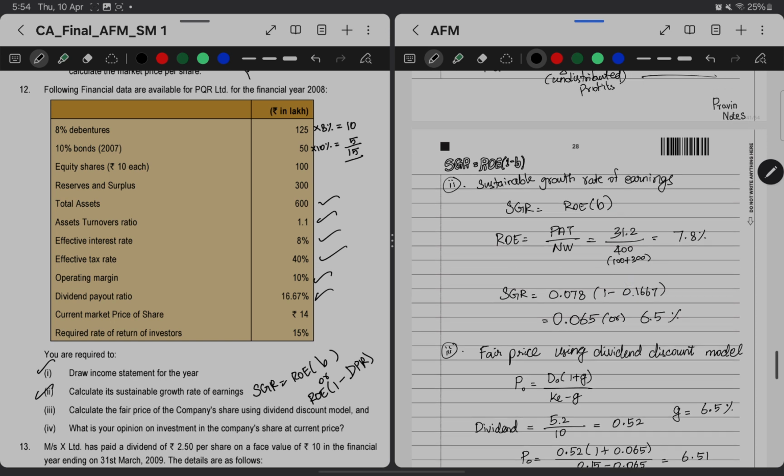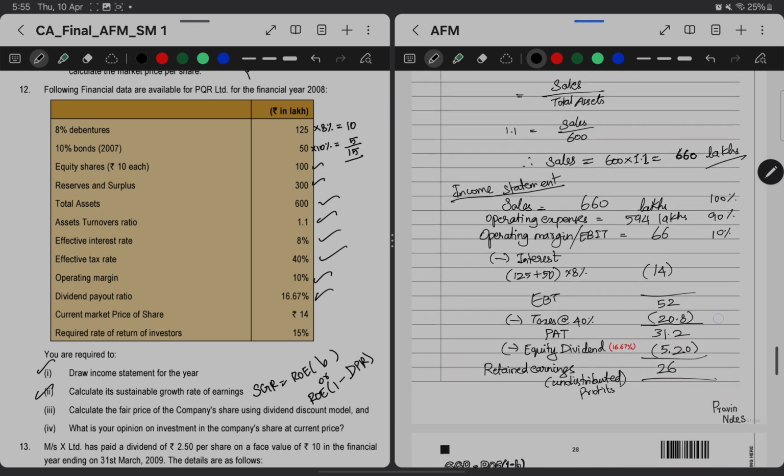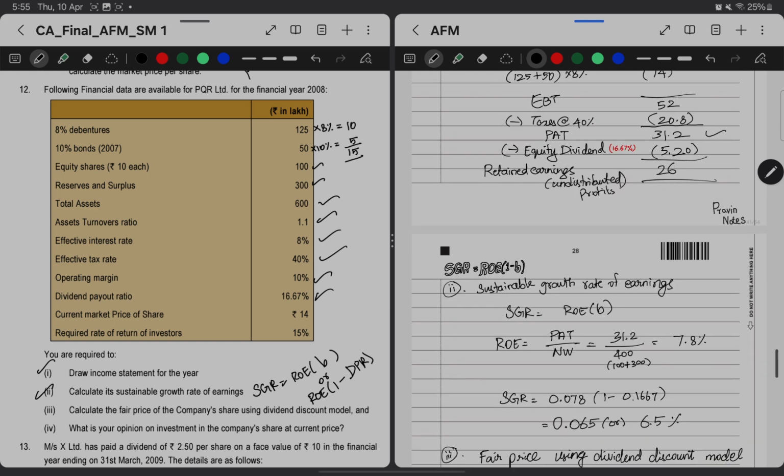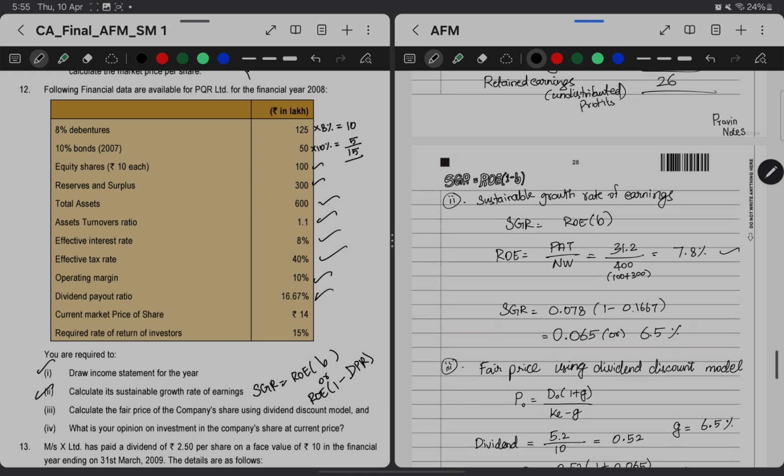So we need return on equity. So return on equity is nothing but profit after tax divided by net worth. So in our case, net worth is this 100 plus 300, 400. Then profit after tax, which we have already calculated in our income statement, 31.2, divided by 400, we'll get 7.8% as the return on equity. Now that if we multiply with the retention ratio, which is nothing but 1 minus 0.1667 of dividend payout ratio, so we are getting 6.5% as the sustainable growth rate.